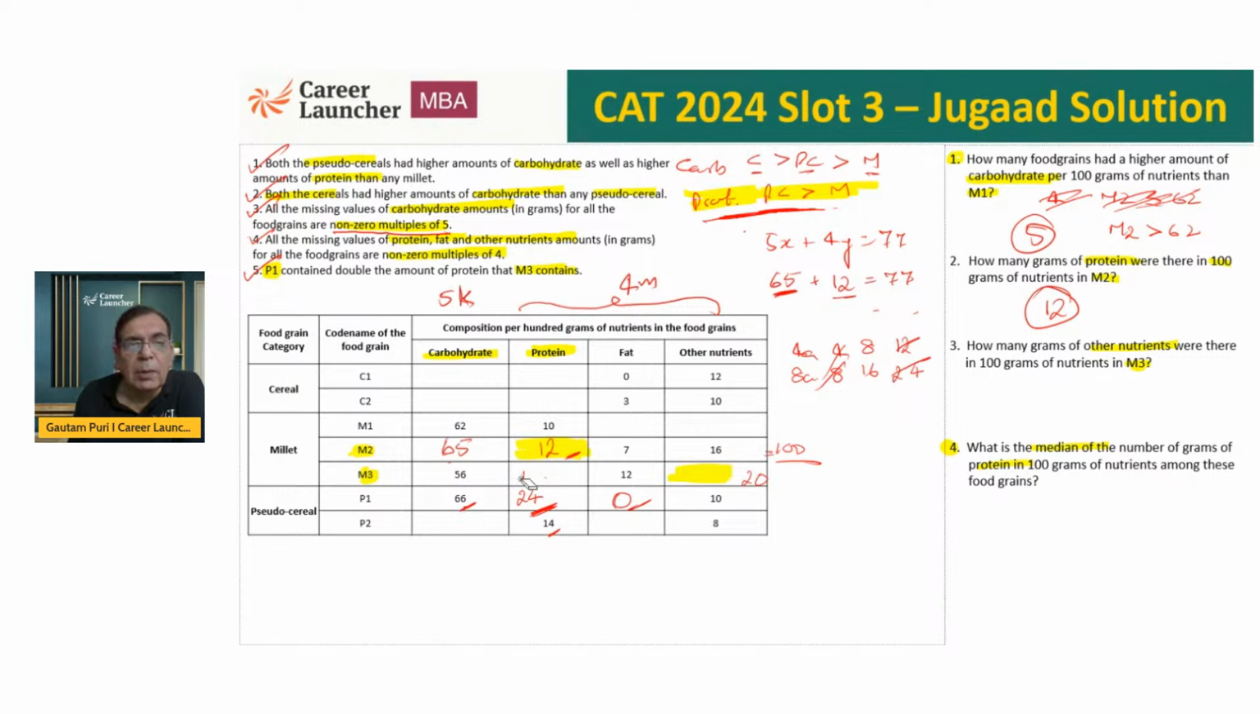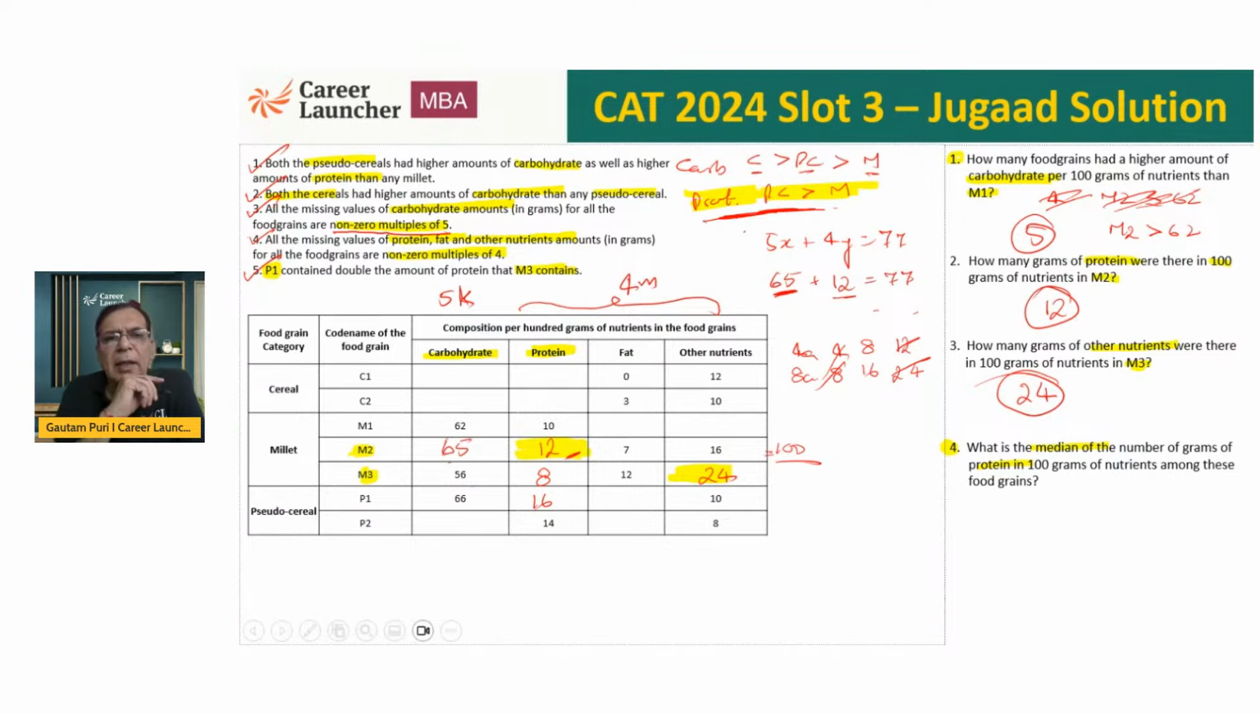So what is the only possibility left with us? 8 and 16. Right? So if this is 8, M3 has 8 grams of protein. What will be the other nutrients in M3? 56 plus 20, 76, and this will become 24. So that means the answer to question number 3 will be 24. Okay. And we can check the other one also if required, but it is not needed, so we can leave it.